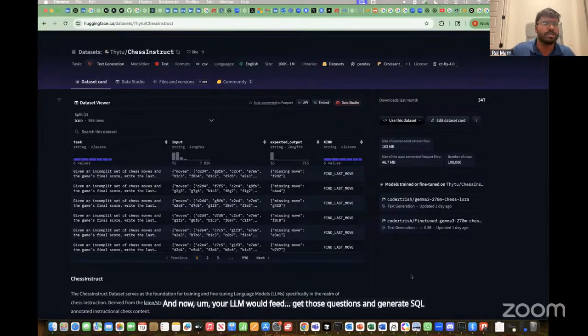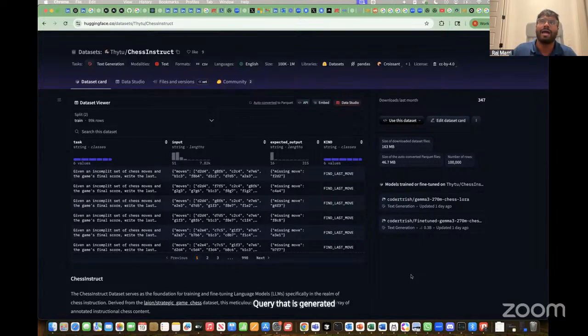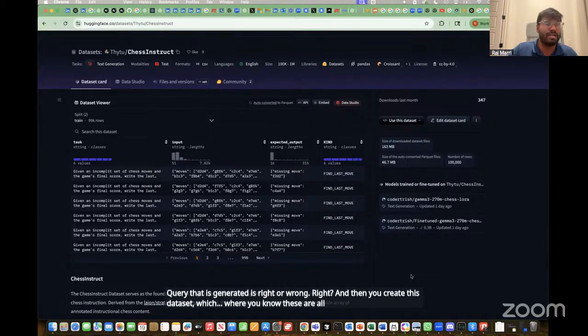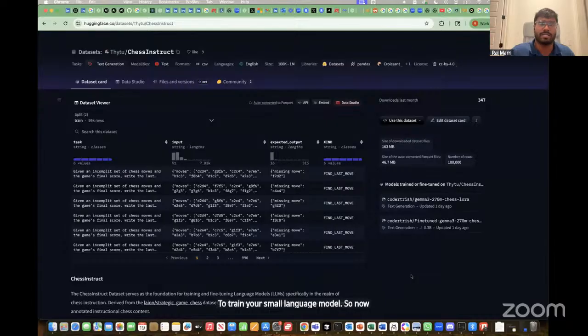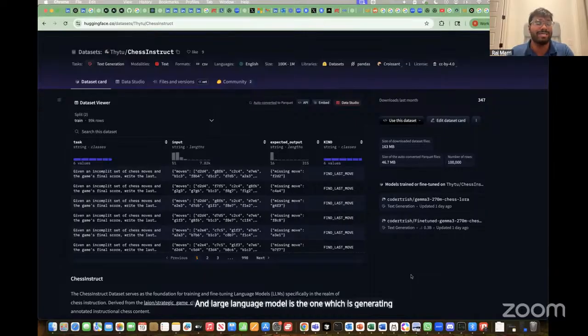Get those questions, generate SQL. Now you have human evaluators who can evaluate. Maybe your BAs would evaluate and see if that query that is generated is right or wrong, right? And then you create this data set where these are all validated, these are right, maybe out of 100, 95 are right. And you use this data set to train your small language model. So now you're no more using a large language model. You started off with a large language model, and the large language model is the one which is generating these data sets. The output of these data sets is again used to train a small language model.